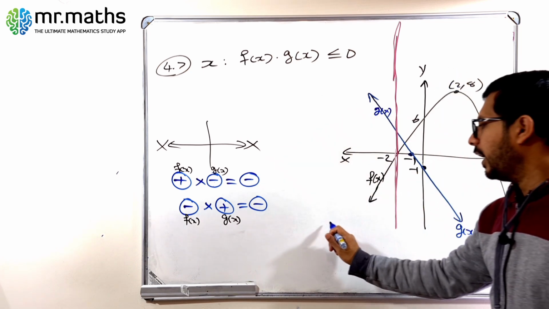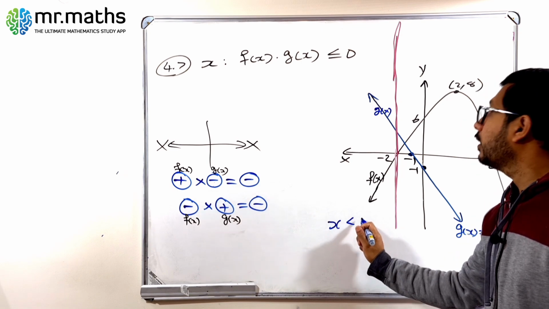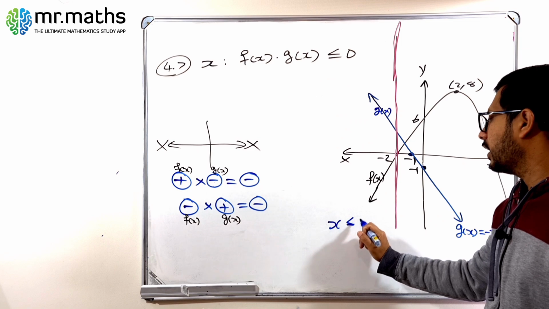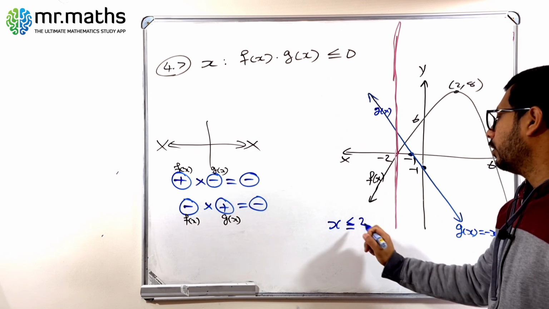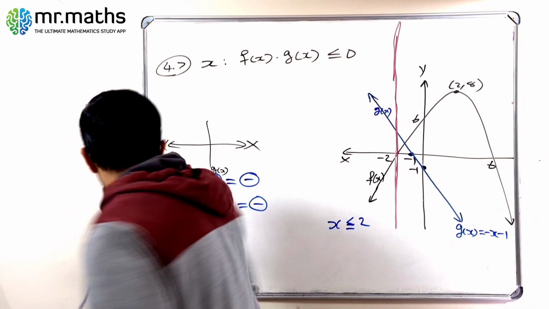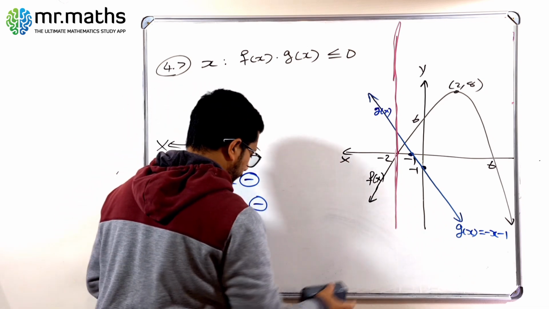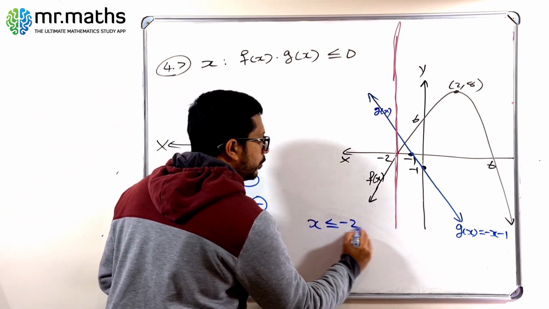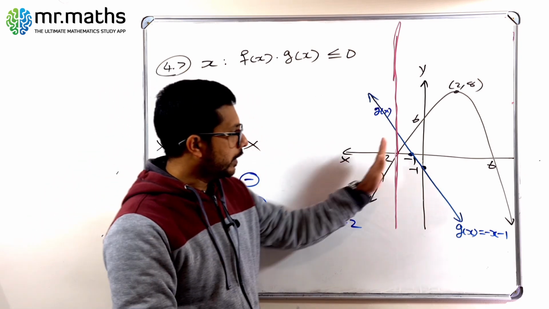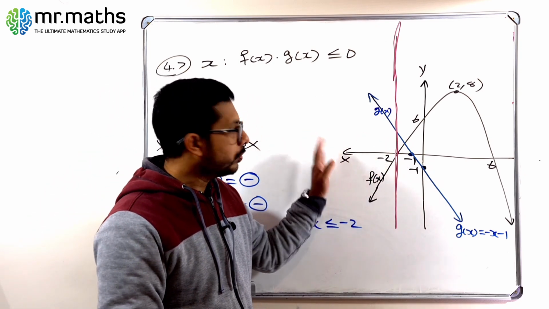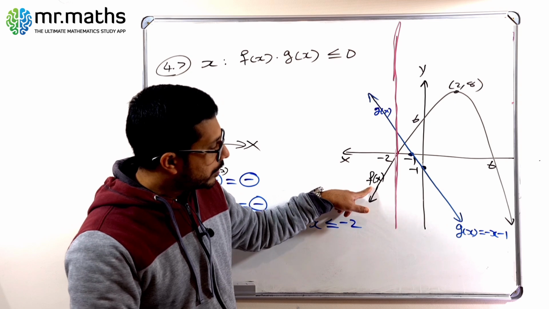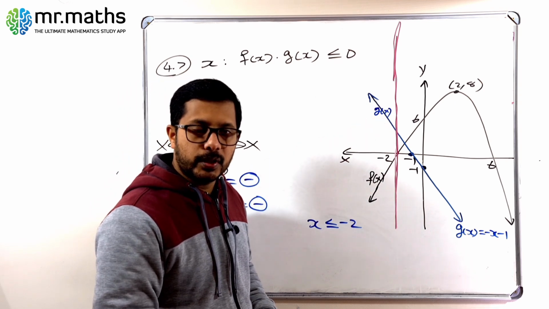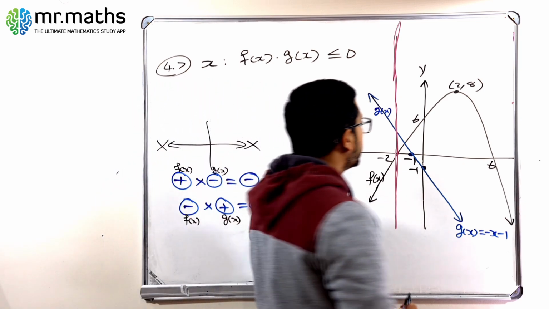That means when x is less than or equal to -2, you can see that one graph is below the x-axis and the other graph is above the x-axis. Okay, is there any other point like that?